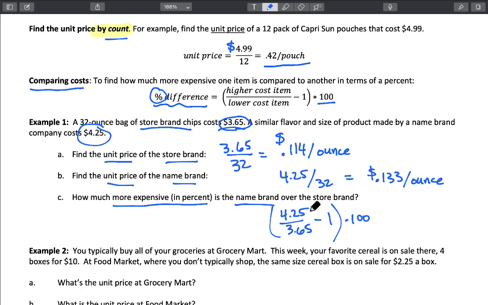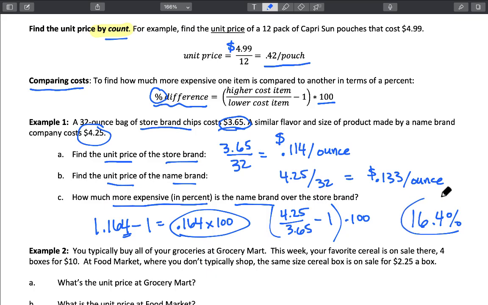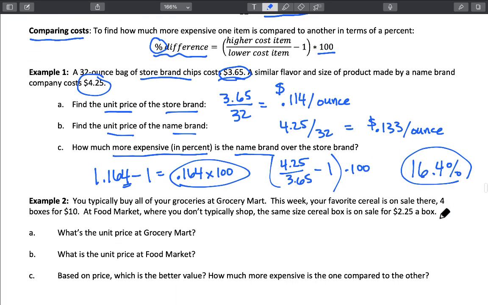Okay, so when we do 4.25 divided by 3.65, that gives us 1.164, and again, I'm going to go out to 3 decimals. Then I need to subtract 1 from that. That's going to give me 0.164. Next, I'm going to multiply by 100 in order to get that percentage. Well, multiplying by 100 just asks me to move that decimal 2 places to the right, and that's going to give me 16.4%. In other words, that name brand item is 16.4% more than the store brand.